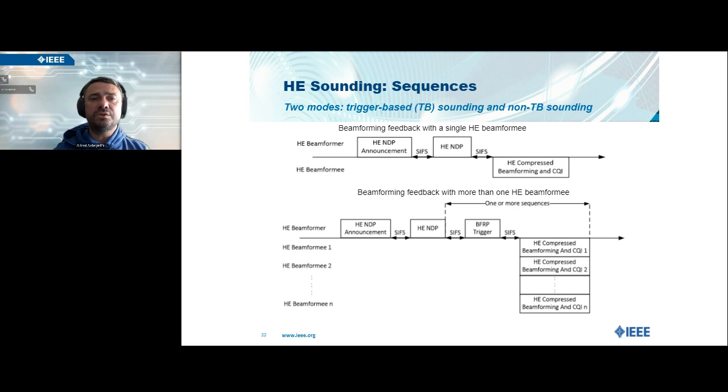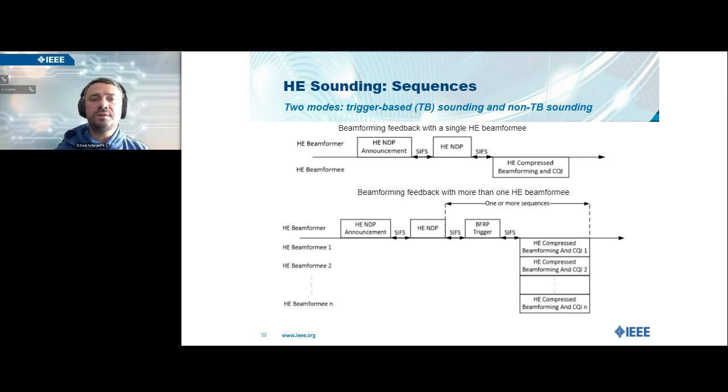So the two sequences are shown here. One is the trigger-based sounding, and the other one is non-trigger-based sounding. Starting with the non-trigger-based sounding, it consists of 3 frames within the exchange. There is an announcement, which essentially announces that the sounding is to be performed. Then there is the NDP, which is going to be used for estimating the channel, and the HE compressed beamforming and CQI, which is going to contain the estimates.